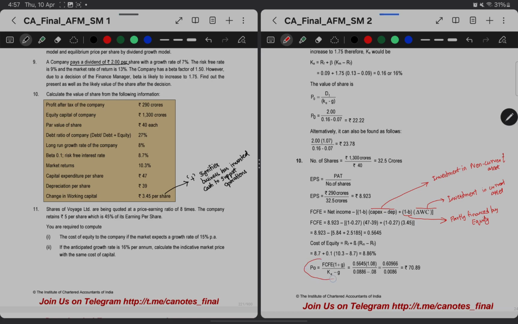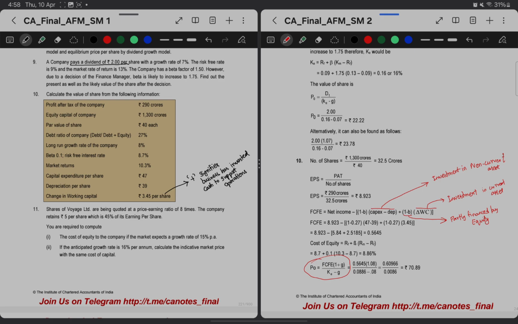So as we can see here, the value of share is found out by free cash flow to equity, multiplied by 1 plus g divided by ke minus g. Now how will we find out this free cash flow to equity? Before going further, let's see what free cash flow to equity signifies. Free cash flow to equity is the cash available to equity shareholders of a company after meeting all its operating expenses, interest payments, any debt repayments, and any capital expenditure or working capital requirements.